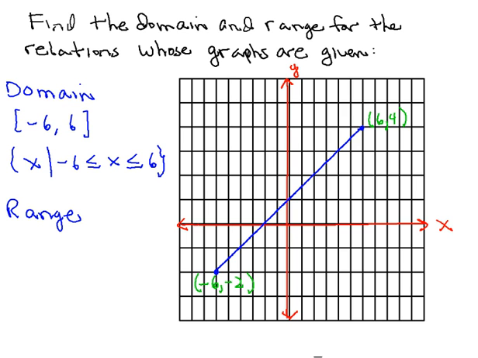So we could say then that the range is [-2, 4]. And again, we enclose those values in brackets because the endpoints are included in the graph. And if we wanted to represent this using set builder notation, we would write the set of all y such that -2 is less than or equal to y, which is less than or equal to 4. And there we have it.